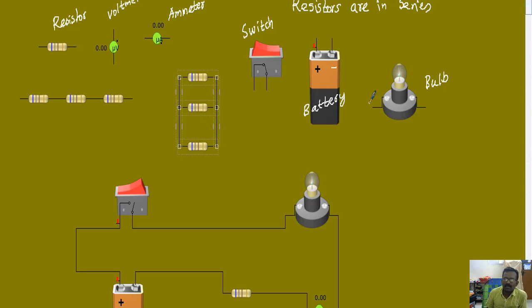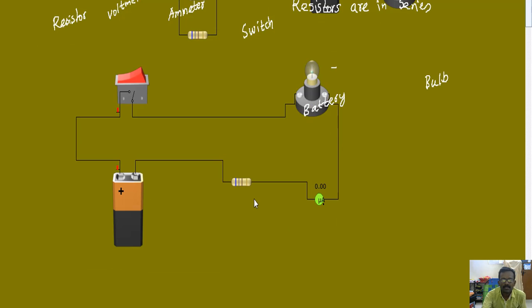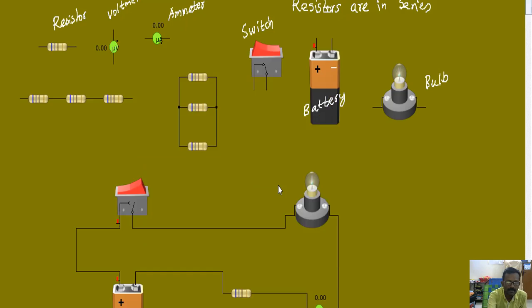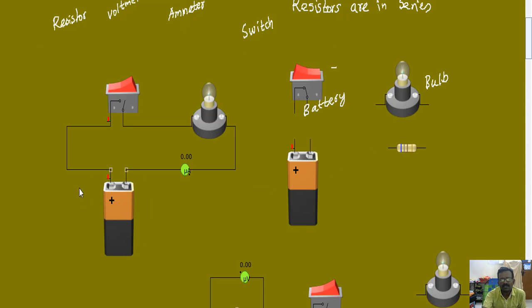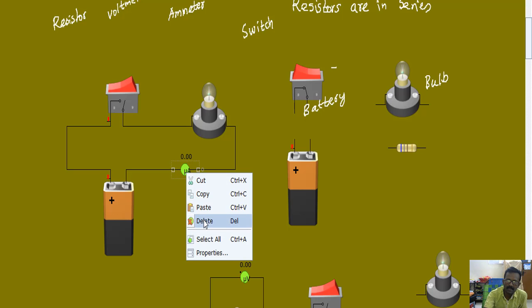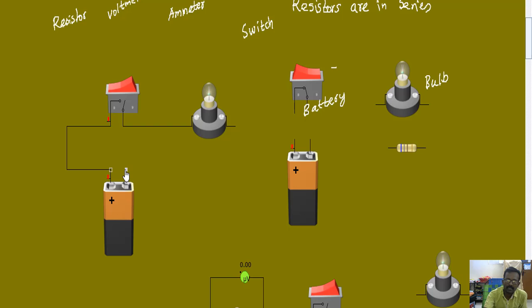This is a bulb. Now we are going to construct the resistors in series. Now you look at your one circuit. This is one circuit. What have I connected here? Battery, ammeter, bulb and switch. Now I remove this one and connect this.